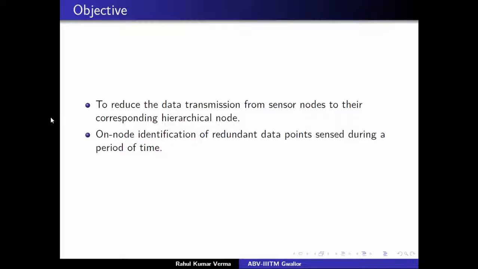The basic objective of this paper is on-node identification of redundant data points to conserve the node's energy. As sir told earlier, most of the energy of a node is consumed in transmission and reception. So our motive is to reduce the number of transmissions, and this can be done by reducing the number of data points.